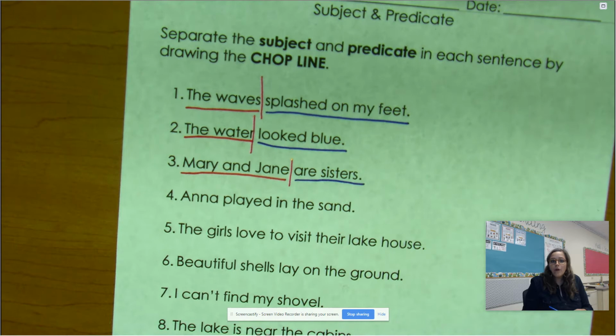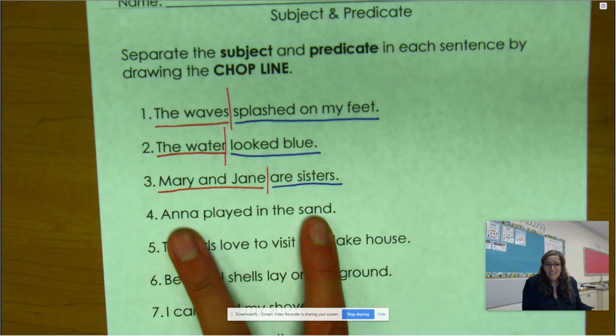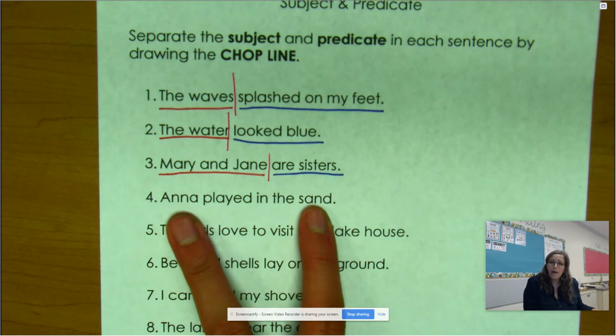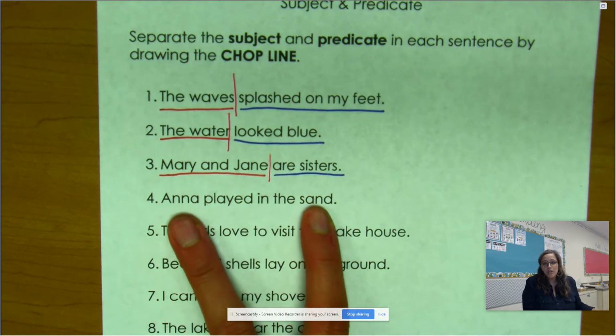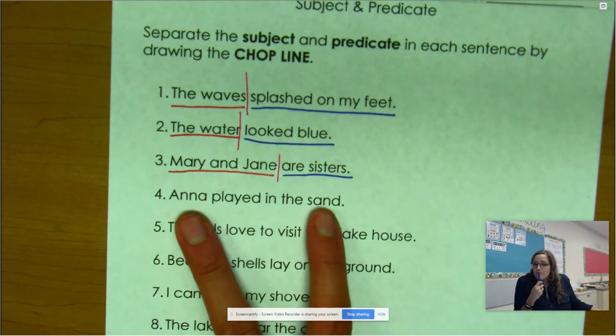All right, let's look at number 4. Anna played in the sand. So close your eyes. I want you to picture what you see whenever you hear Anna played in the sand. What is the subject of that sentence? Who or what is that sentence about? I have a couple different nouns happening here, right? Let's talk about that. I have Anna, I have sand. What is the sentence about though?